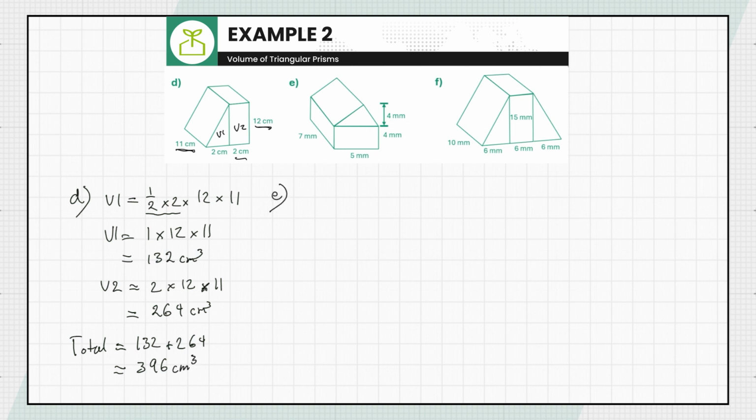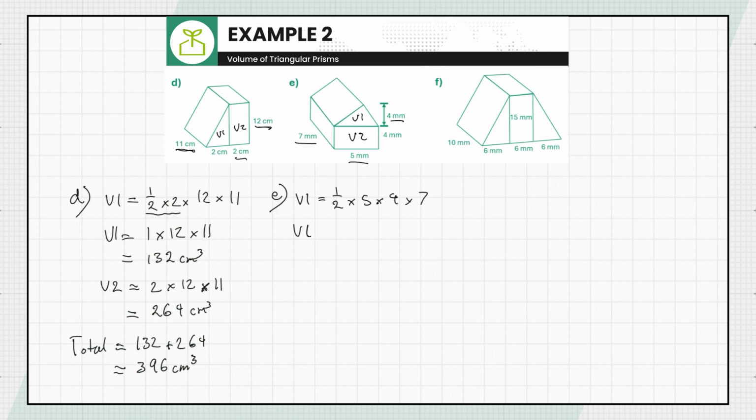If we look at E, we have the same idea. We have a rectangular prism and then a triangular prism on top, almost like a house. So let's start out by making our triangle volume 1 and our rectangle volume 2. So volume 1 is going to be equal to 1 over 2 multiplied by our base, which is 5, multiplied by our perpendicular height, which is 4, and then multiplied by our depth, which is 7.